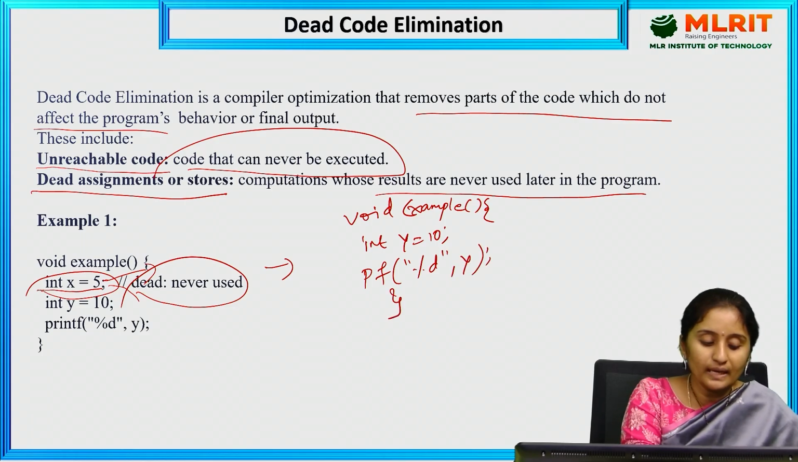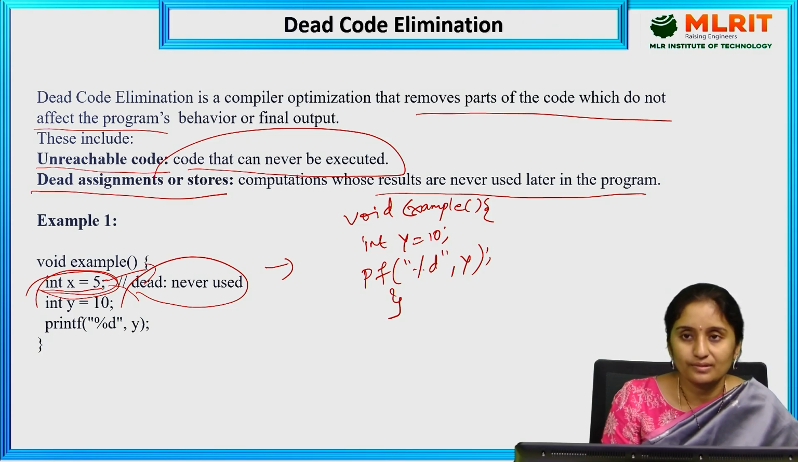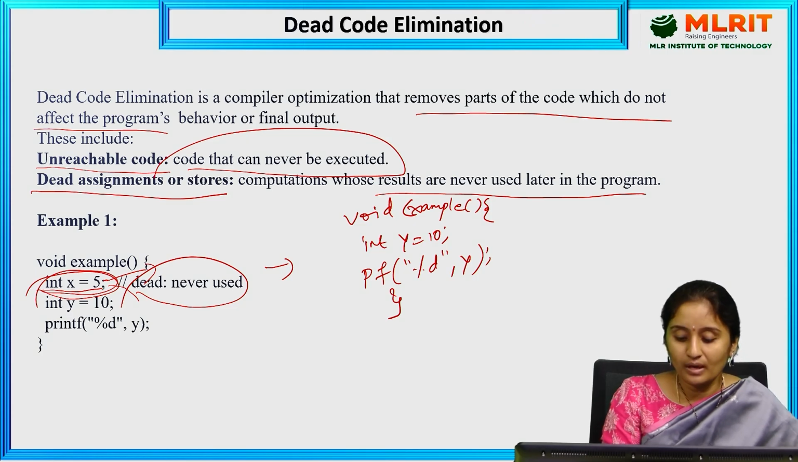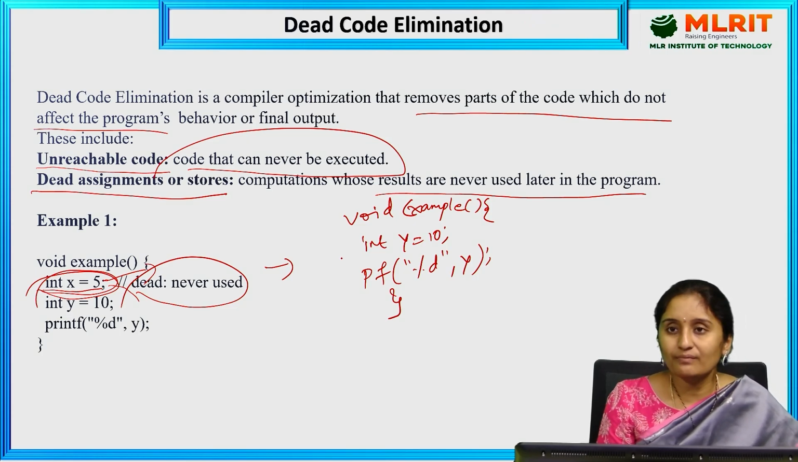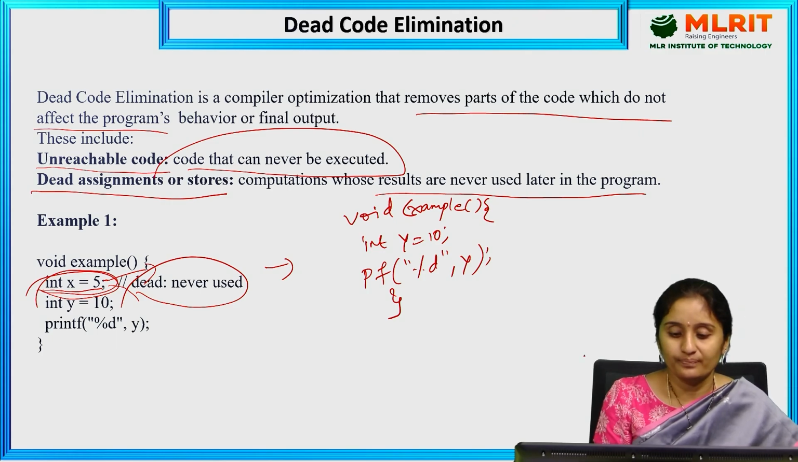So here the int x equal 5 is nothing but dead code, and that statement is removed here. After eliminating the dead code, this is the program we are going to get. With this, the output is not affected. We are going to get the exact output even when we have this dead code.